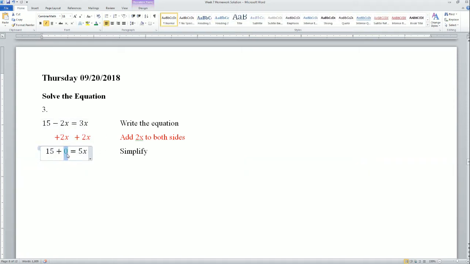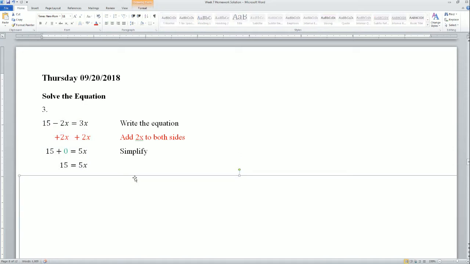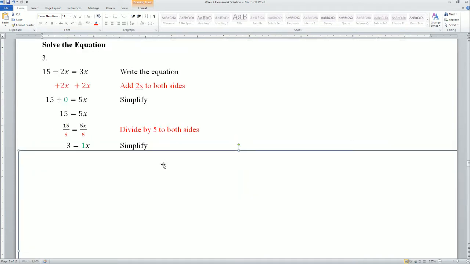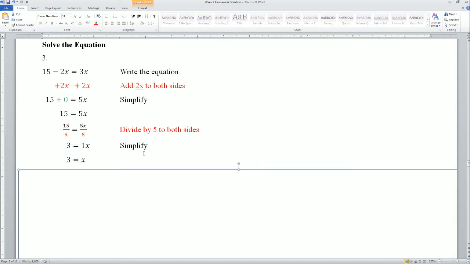That 0 is created because I did the inverse. I can simplify to 15 equals 5x and divide by 5 on both sides. That gets me 3 equals 1x. The 1 comes from the 5 over 5. Simplified, that becomes x equals 3.